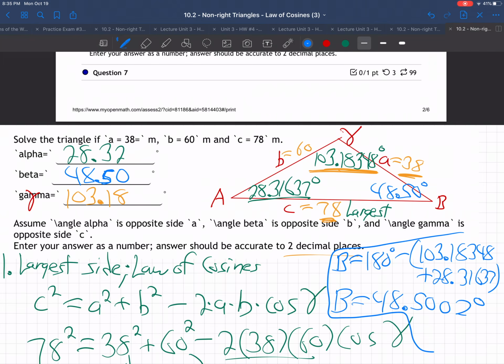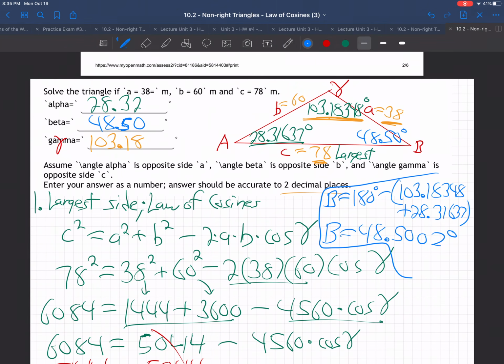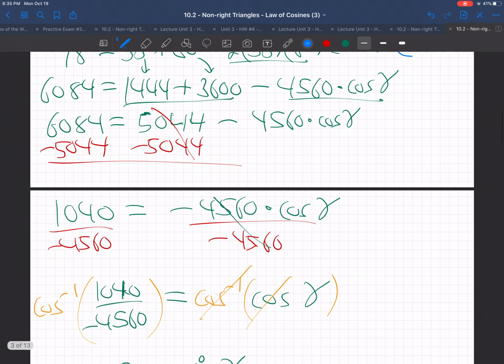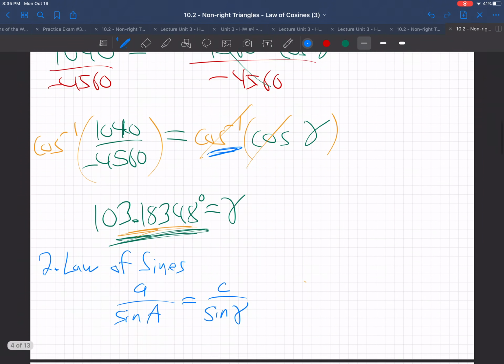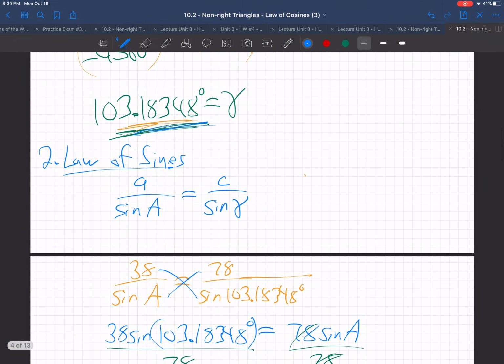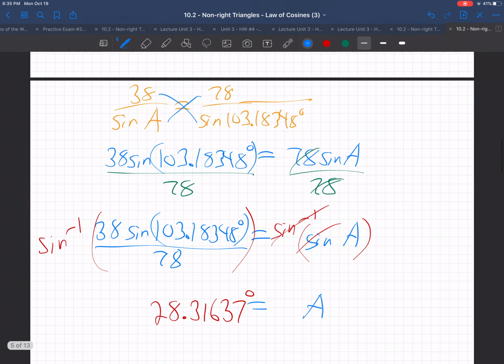We found all three angles. How did we do it? We started with the largest side and law of cosines. Largest side was the C. So we started with that, did law of cosines, found that angle with cosine inverse at the very end. Then we shifted to law of sines and cross multiplied, did sine inverse at the end, found a second angle. Then the third angle we just added the two we had and subtracted from 180.